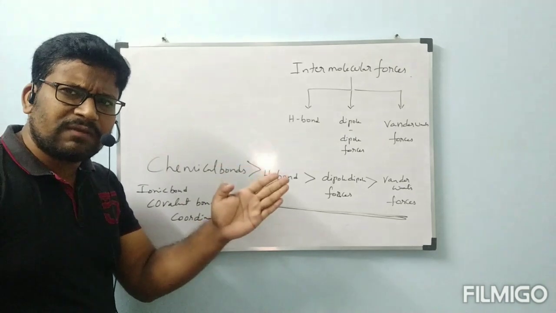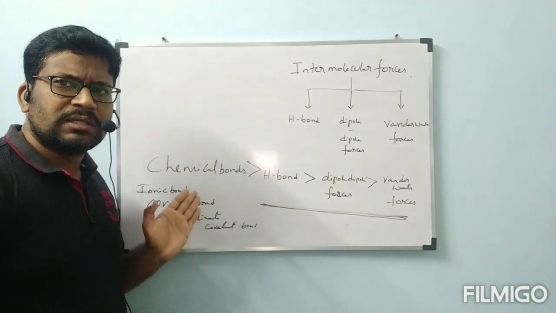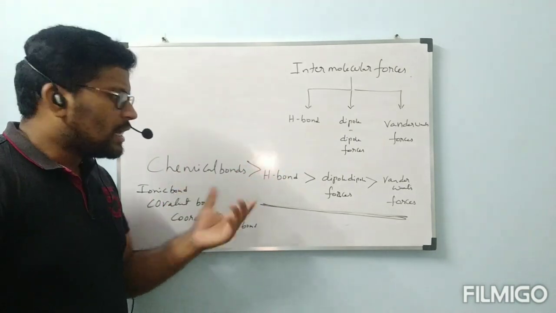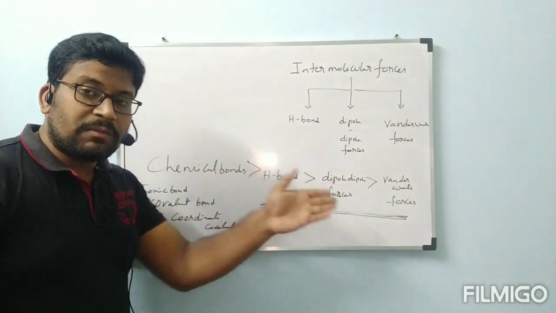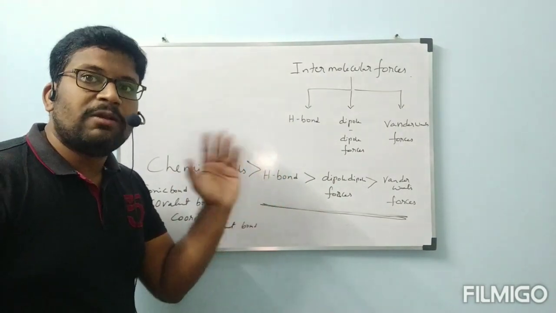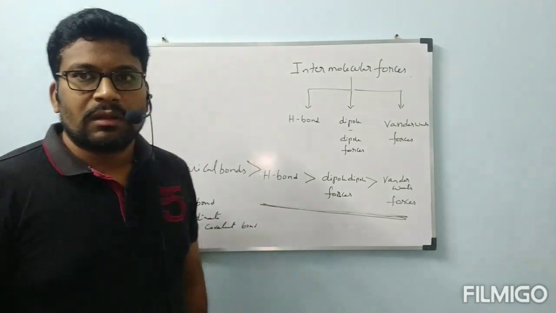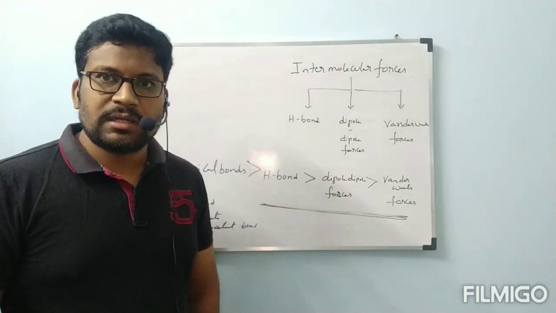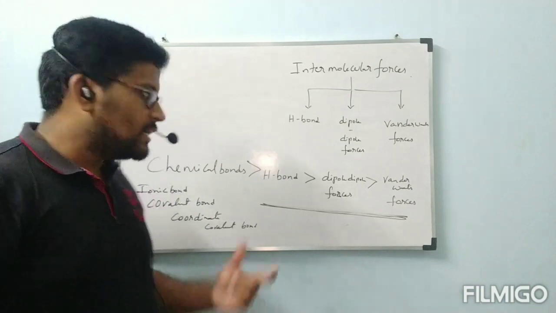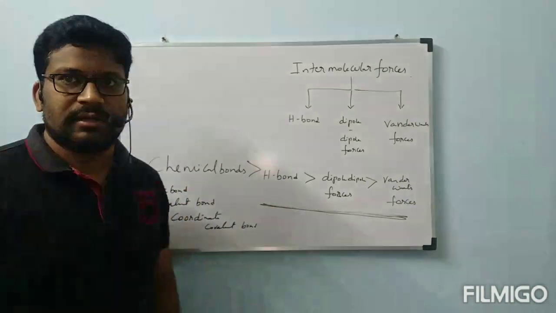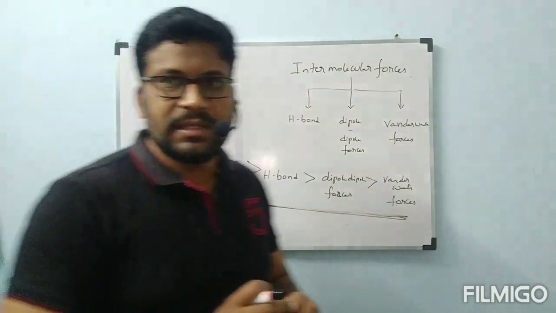So all intermolecular forces are weaker than chemical bonds. But coming to intermolecular forces, which is the strongest one? Hydrogen bond is the strongest one among intermolecular forces. But when it is compared with chemical bonds, it is weaker. That is the thing. Clarity must be there.